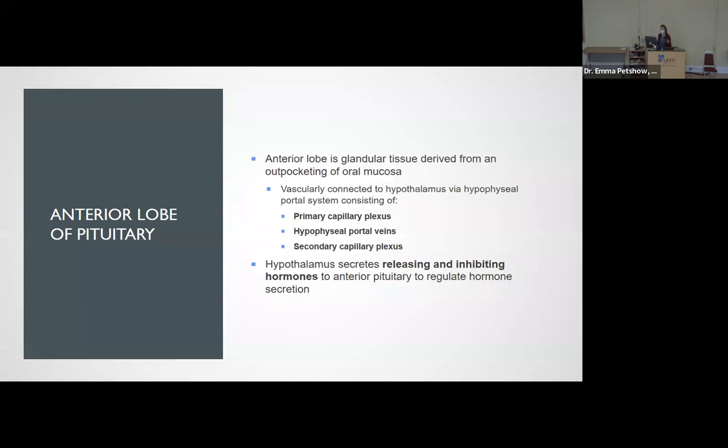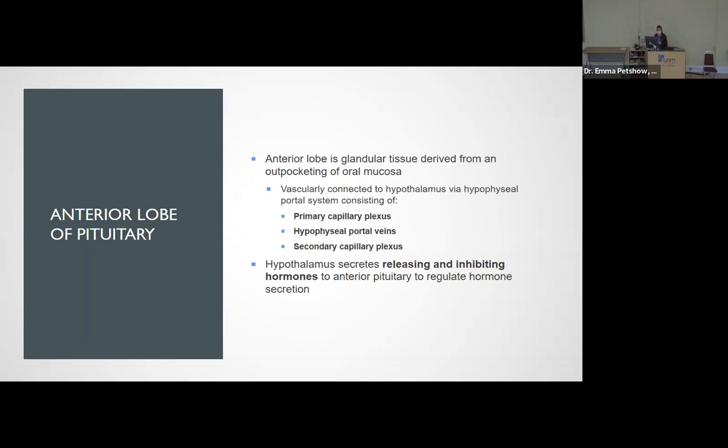The anterior lobe is glandular tissue, which is great. That's what we're talking about with our endocrine system, is glands. It comes from an outpocketing of oral mucosa back in the day from embryology. So oral mucosa eventually is going to develop into this anterior lobe of the pituitary.